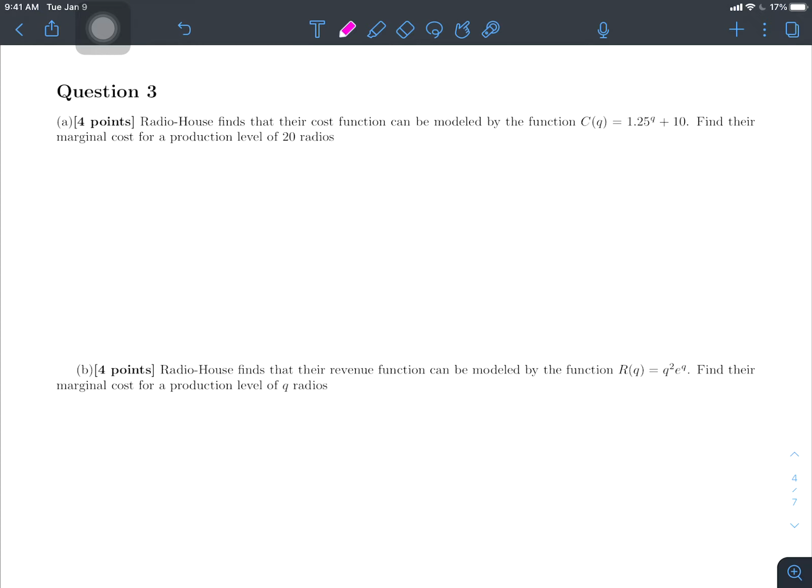Question 3. Radio House finds that their cost function can be modeled by the function c of q equals 1.25q plus 10.